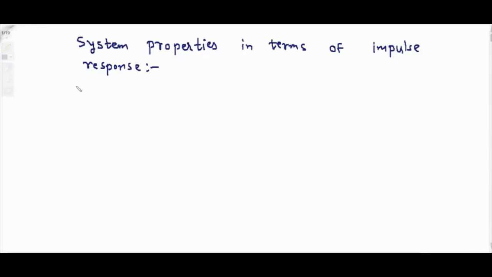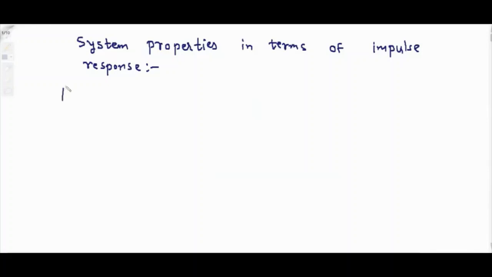So in unit number 1, we have already studied system classification as causal, non-causal, stable, unstable, linear, non-linear, time variant, time invariant, static, dynamic, invertible, non-invertible. So in unit number 2, we will be looking at the systems which are linear and time invariant. For that linear and time invariant system, we will identify whether the system is causal, non-causal, stable, unstable, invertible, non-invertible, static, dynamic. Okay. So first is the causal system.